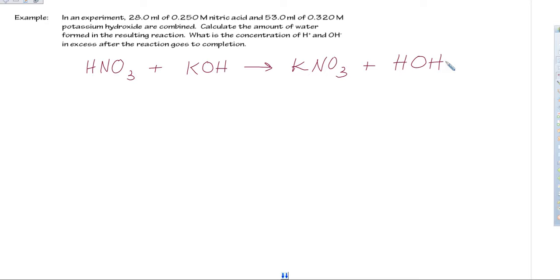So let's see what we have here. We know we're going to make water, but the amount of water formed is going to be dependent on which of those reactants runs out first. So let's get these into moles. Let's do moles of each reactant. We've got 0.250 molar nitric acid. Molarity is moles per liter. 0.0280 liters. Let's leave this as 3 sig figs.